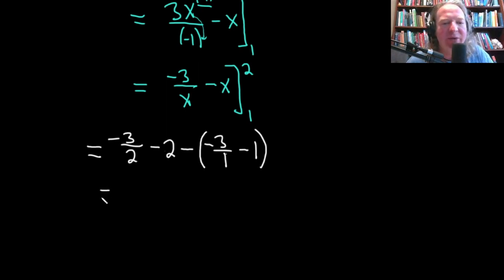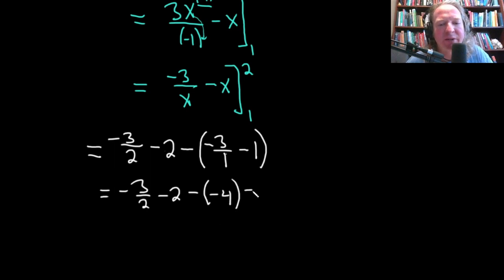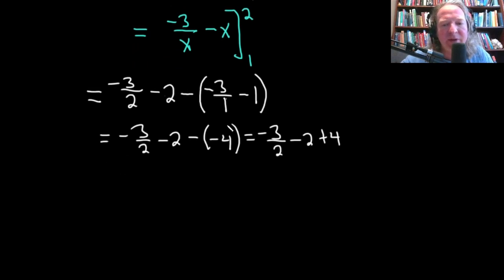Okay, let's clean this up. This is negative 3 over 2, minus 2, and here we have this minus here. I'm just going to leave it out here for a second. Minus 3 minus 1 is minus 4. Okay, so this is going to be negative 3 halves, minus 2, and then plus 4. This is equal to negative 3 halves, and then minus 2 plus 4 is plus 2.